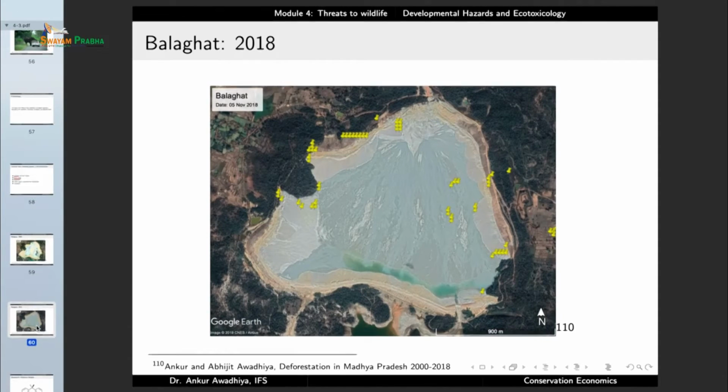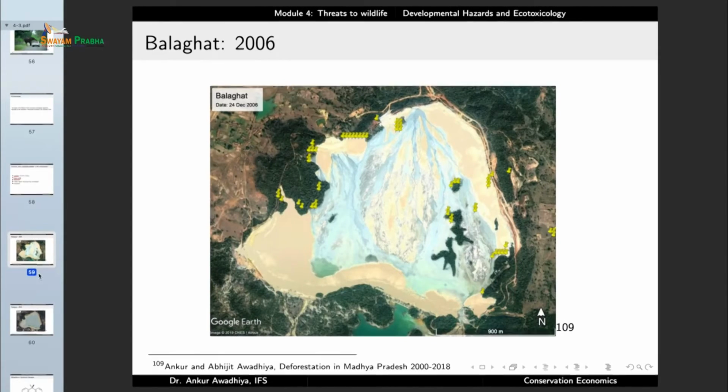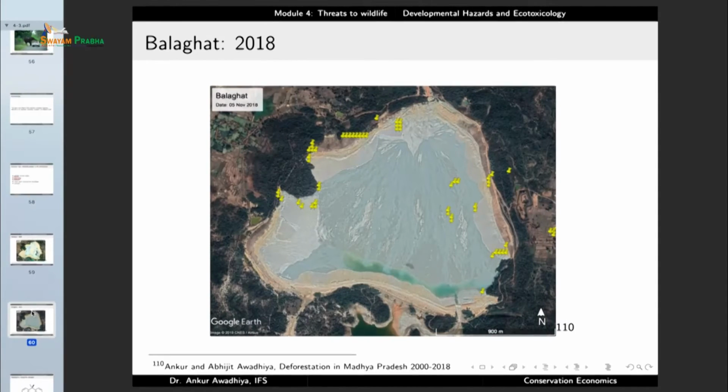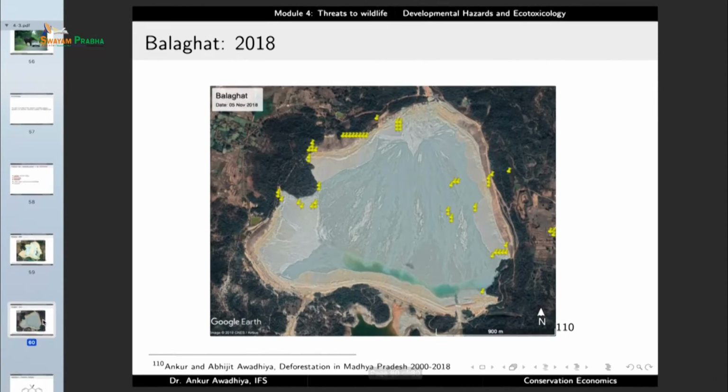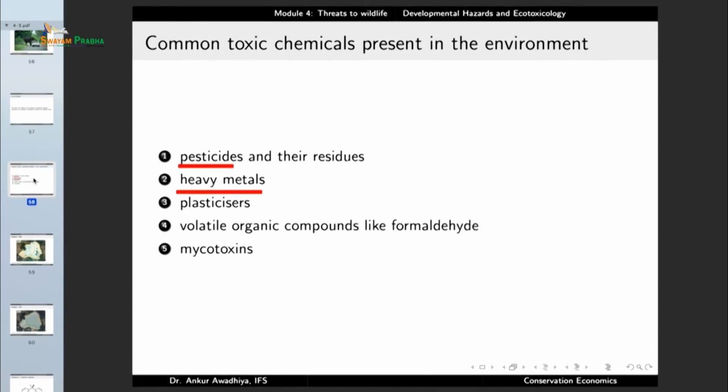This is another image from 2018. If you concentrate on this area, we had trees here in 2006, and in 2018 these trees are gone. Similarly, if you consider this section, we have trees till this line in 2006, and by 2018, these trees are gone. Now, nobody is going into a tailings dam to cut these trees, but what is happening is that you have a heavy concentration of heavy metals, so that is creating a toxic impact on these trees, and these trees are dying off. So, heavy metals and their release and their impact is also something that we study in ecotoxicology.